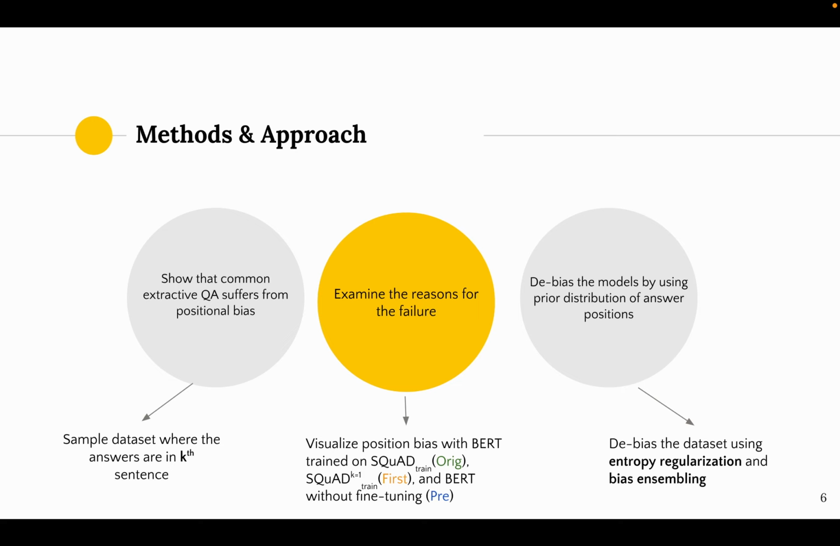First, we demonstrate the presence of position bias using biased training sets sampled from SQuAD, which is the dataset we are going to use, and my teammate is going to talk more about it in the next section. Second, for examining the reasons for the failure, we visualize position bias with BERT trained on SQuAD train, the original dataset, SQuAD K1 train, the dataset which is focused on the first sentences only, and BERT without fine-tuning. And lastly, to debias the models by using prior distribution of answer positions, we use entropy regularization and bias ensembling.